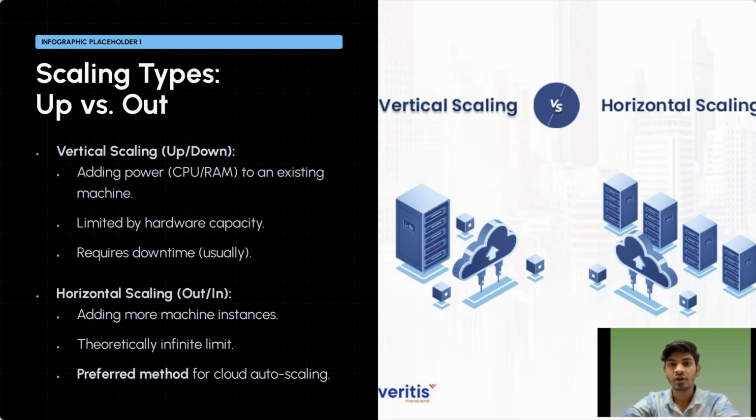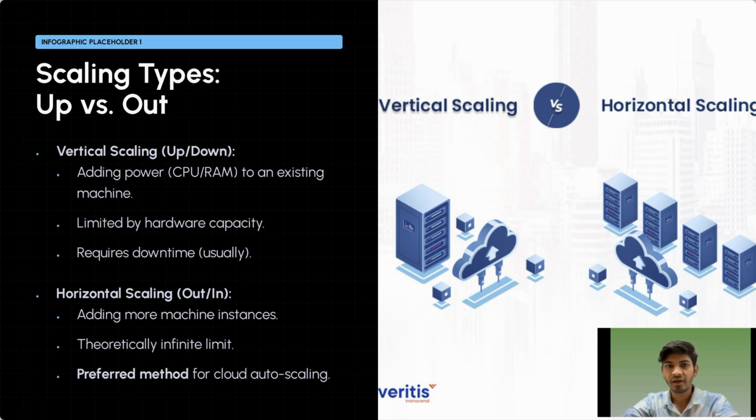Now we are going to learn about the types of scaling. So, there are mainly two primary ways to scale a system. Scaling up means upgrading the machine, giving it more CPU, increasing RAM, or using a more powerful instance. This is straightforward but has limits. Eventually, you hit the maximum hardware you can buy.